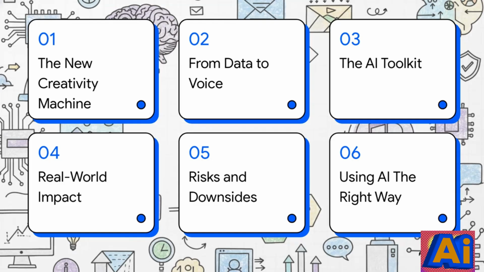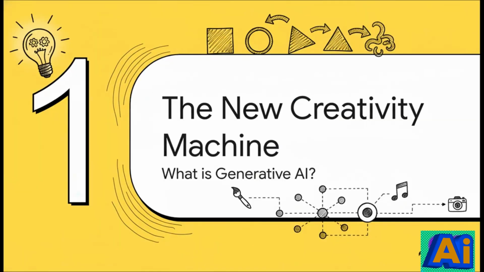All right, here's how we're going to break it all down. First, we'll talk about this new creativity machine. Then we'll look at how it goes from data to creating that voice. We'll check out the AI toolkit, see its real-world impact, cover the risks and downsides, and wrap up with how to use AI the right way. Okay, let's jump right in.